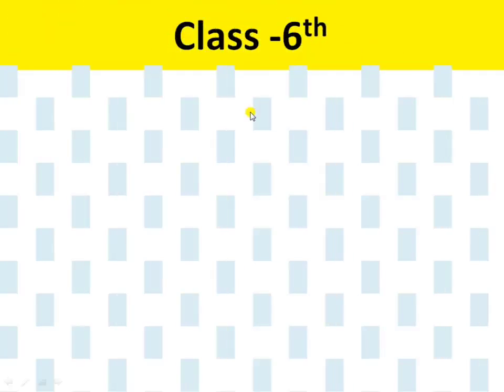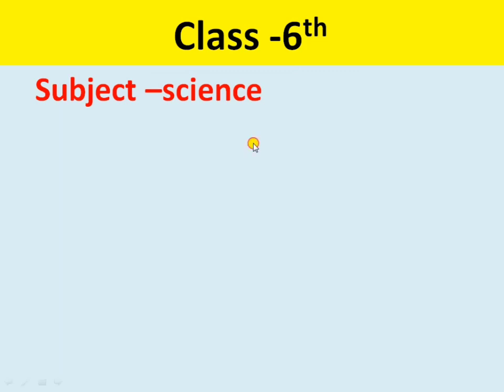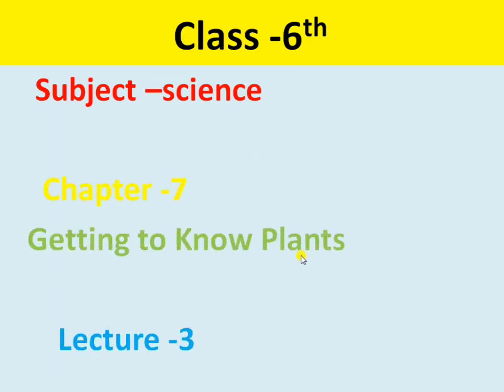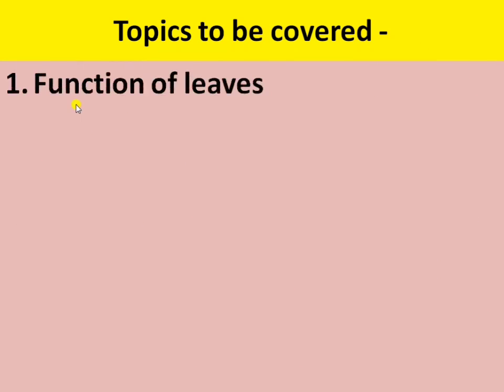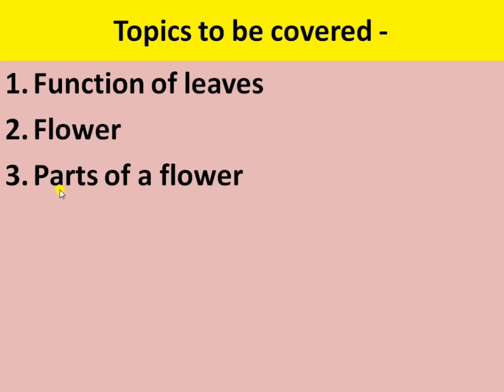This video is for class 6 science, chapter number 7, Getting to Know the Plants. This is your lecture number 3. The topics to be covered: the first topic in this lecture is functions of leaves. The second topic is flowers, and the third one is the parts of the flower. The fourth topic is some activities, activity 7 and activity 8. Let us begin this lecture with the first topic, the functions of leaves.